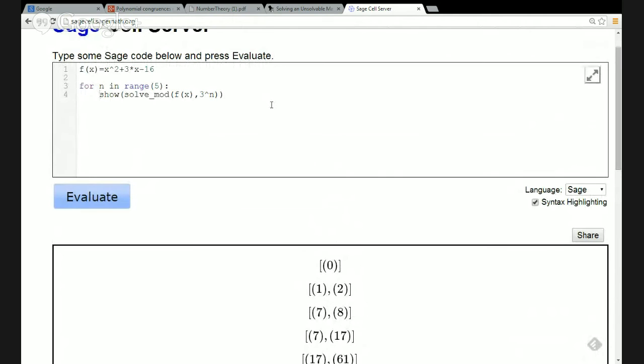What I've got it to do there is a for loop for n in the range 5, so that means for n in the range 0 to 4. Solve f of x congruent to 3 to the n. So 3 to the 0, we can ignore that one. Solving it with 3 to the 1 gives the solutions 1 and 2, the first set of solutions we found on that page. So we lifted the 1 to 7, then to 7, and then to 61. So we should expect the 2 to lift to 8, the 17, and then the 17. So the t parameter for that last part should be coming out as 0.